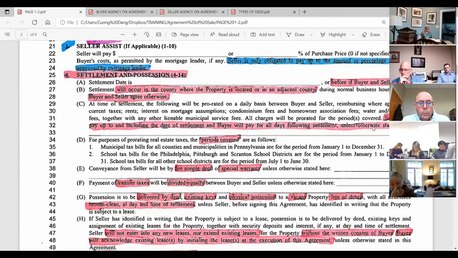The second part states school tax bills for the Philadelphia, Pittsburgh, and Scranton school districts are for the period from January 1 to December 31st. So they are on a calendar cycle for Philly, Pittsburgh, and Scranton. Everybody else, their school bills are for the periods of July 1 to June 30th. Okay, that's their fiscal year.